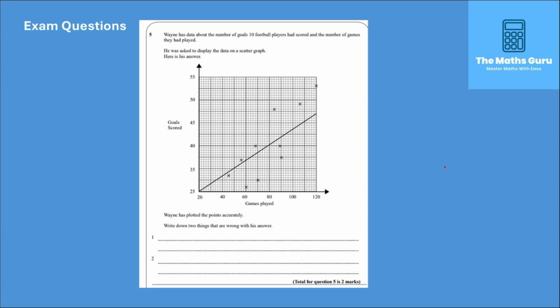So the first thing that I've noticed is that his axis for goals scored is not linear, and linear means equal distances. If you look at his y-axis, it goes up by 10, goes up by 5, goes up by 5, goes up by 5, goes up by 5, right? But here, the first one goes up by 10, which means it's not linear. So the first thing you can write, y-axis scale is non-linear.